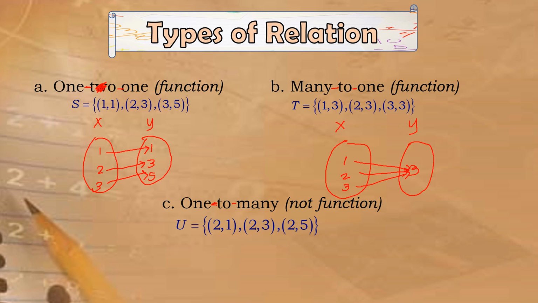In number 3 or letter C, it's one to many. It's not functioning. Like in arrow diagram, we can see that here the value of x is only 2, and the values of y are 1, 3, and 5. As you can see, the value of x is repeated for many values of y. So this is not considered as function. Relation lang siya.